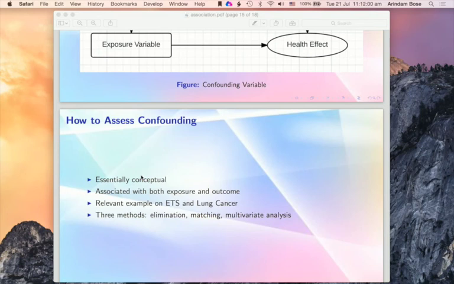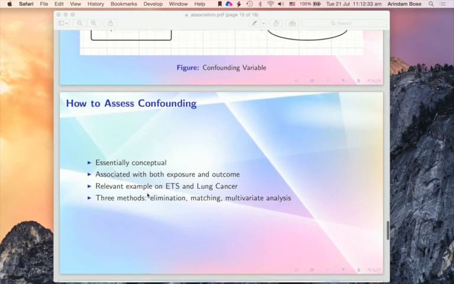For example, in the example of the environmental tobacco smoke study, where environmental tobacco smoke is the exposure and lung cancer is the outcome, active smoking is a confounding variable because there are known associations between active smoking and lung cancer. Similarly, for example, if we knew that women are more prone to environmental tobacco smoke, but they are less likely to develop lung cancer, again, that would be another example of a confounding variable. And there are three ways in which this is done.